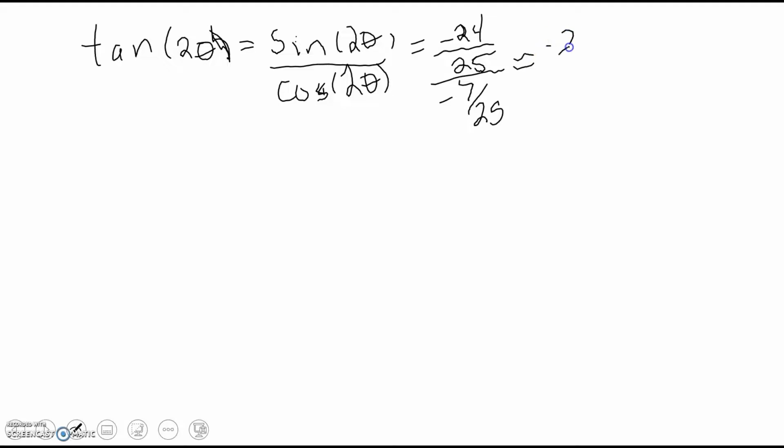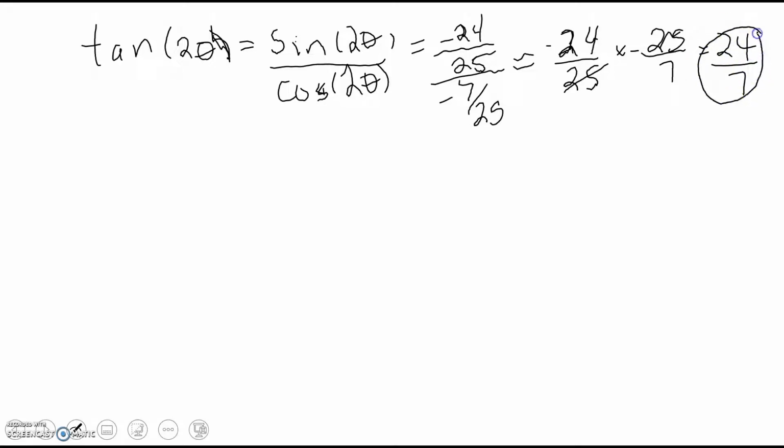And so this is equal to, remember when you divide fractions, you keep change flip. So you keep the numerator, which is negative 24 over 25. You change the division to multiplication, and then you flip the denominator, which would be negative 25 over 7. The 25s would cancel. You got 2 negatives, so it becomes positive. So it leaves you with a positive 24 over 7. And so the tangent of 2 theta would be 24 over 7.